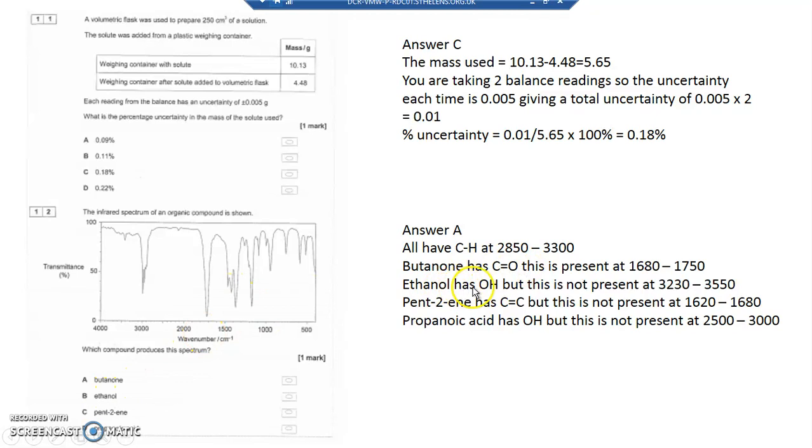Ethanol hasn't got a carbon-to-oxygen double bond and hasn't got the broad, large absorption that's at 3,230 to 3,550. Pent-2-ene is a carbon-to-carbon double bond. That should be at 1,620 to 1,680, around about here. Sometimes quite difficult to spot, but we know it's not pent-2-ene anyway, because we've identified this carbon-to-oxygen double bond, which is a really strong absorption peak here at 1,680 to 1,750. And propanoic acid's OH would be a broad, large absorption here around about 3,000, 2,500 to 3,000, so it's definitely butanone.